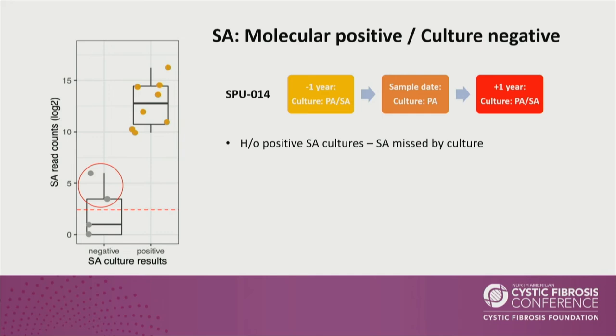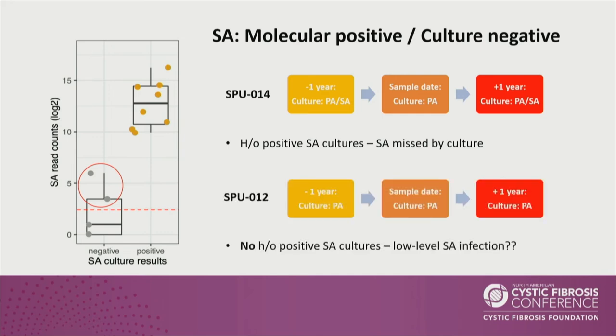This patient was a little bit different. So this patient, in the year prior, on the day of, and then a year after, only cultured Pseudomonas and didn't have a history of culturing staph. And so the question is, this just being above the limit of detection, this is semi-quantitative, and so could it be that they have some low level of staph infection? And if there's a change in clinical status, would that be beneficial to know that there is possibly another pathogen there that's trying to grow?